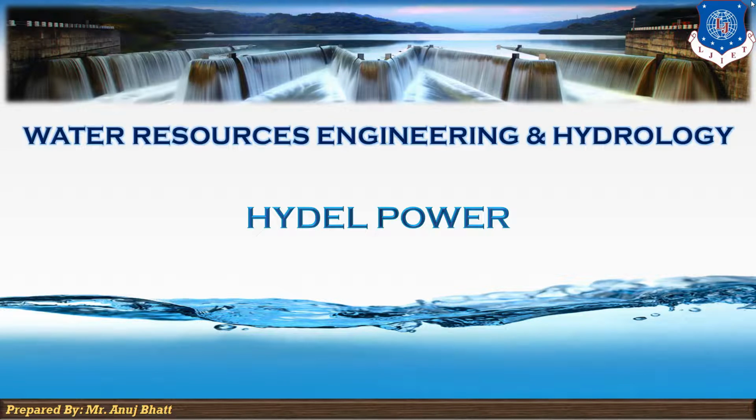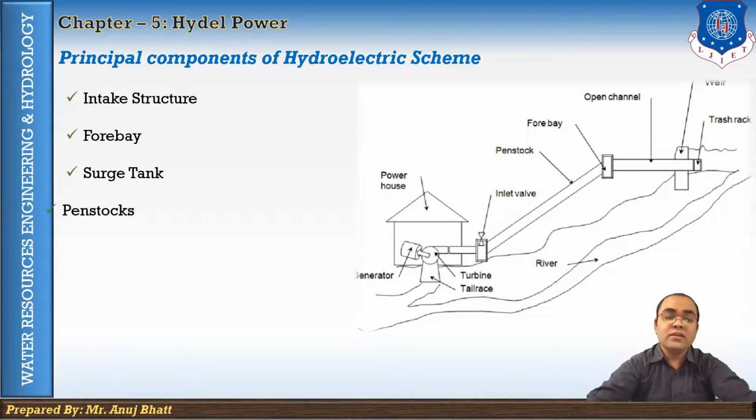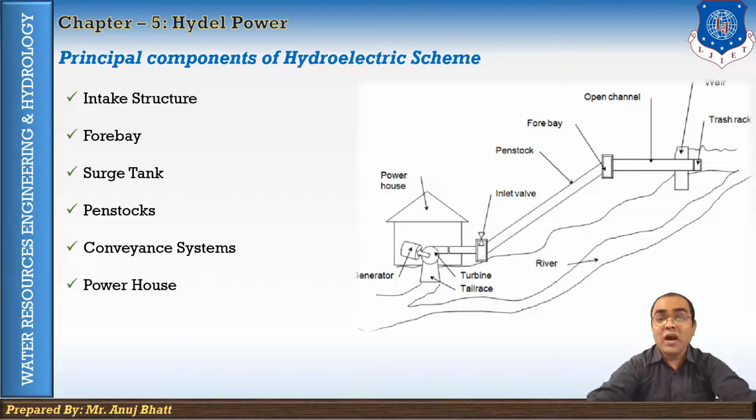We are discussing hydel powers. In today's lecture, we will discuss the components of hydroelectric power plants. So, what are the components we need for a hydroelectric power plant? Those are the intake structure, forebay, surge tank, penstock, conveyance systems, powerhouse, and tail race. Now we'll discuss all these components in detail.